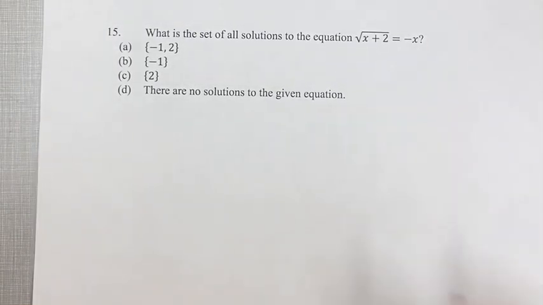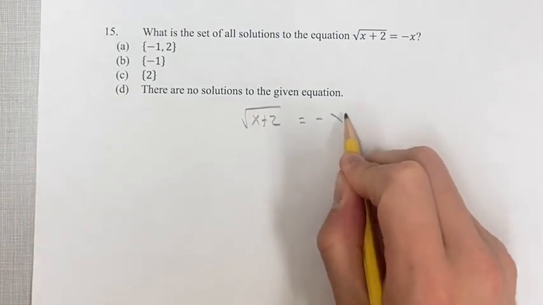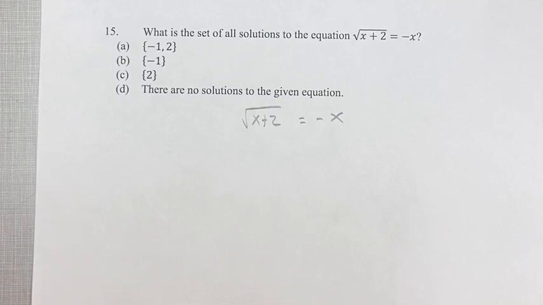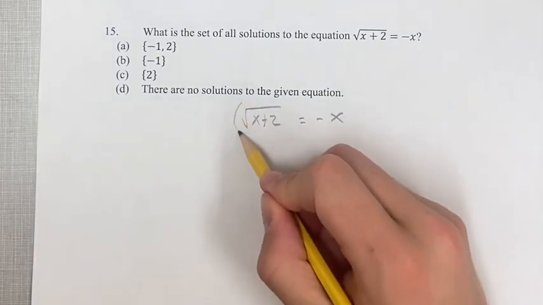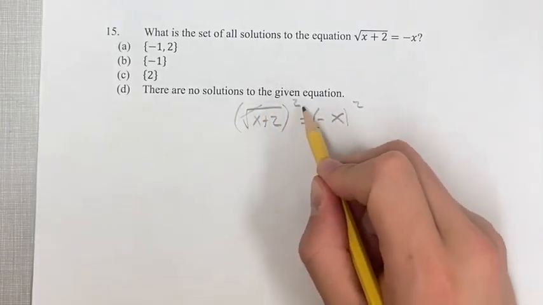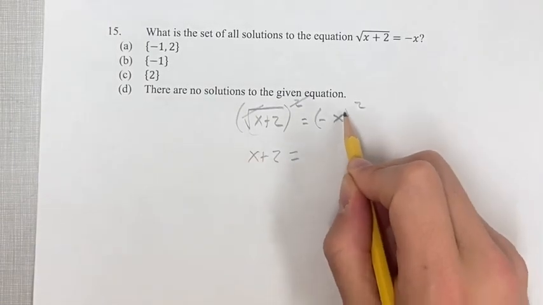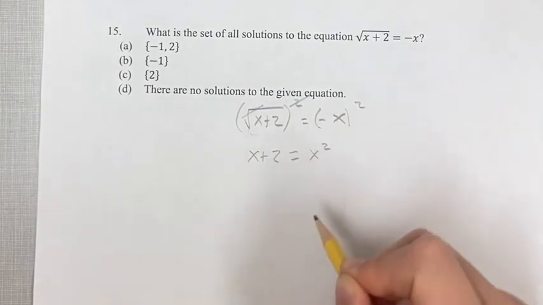In this problem, we have the equation square root of x plus 2 is equal to negative x. And we are asked to find the solutions to this equation. So the easiest way to do this is if you can just square both sides. It's going to get rid of this square root because the square root of something squared is just the thing itself. So this is just x plus 2 is equal to negative x squared, which is just x squared.